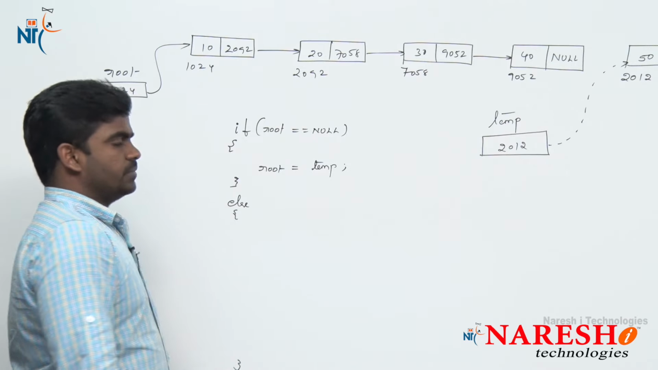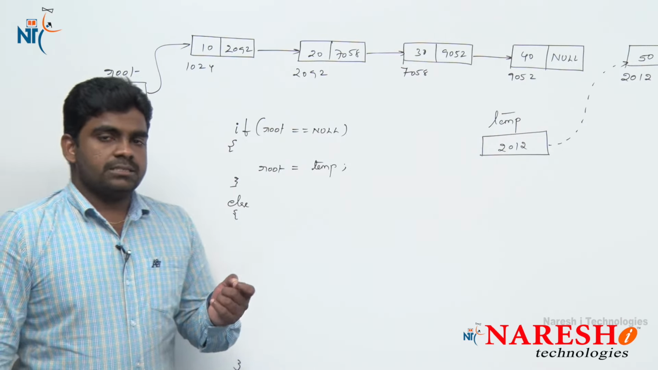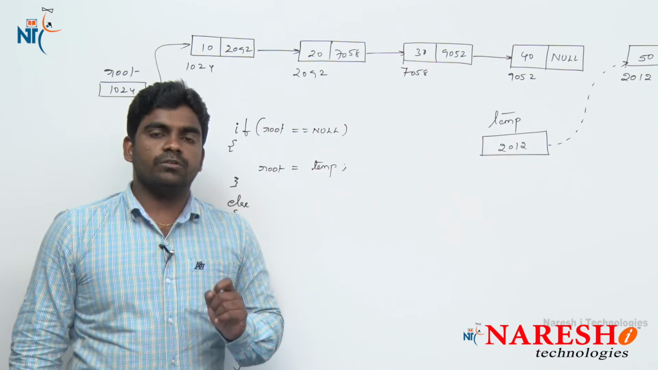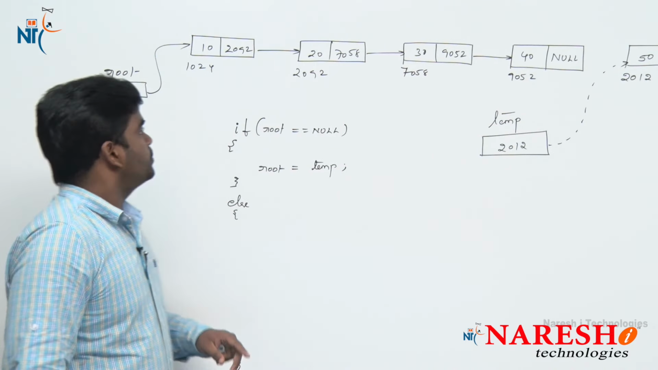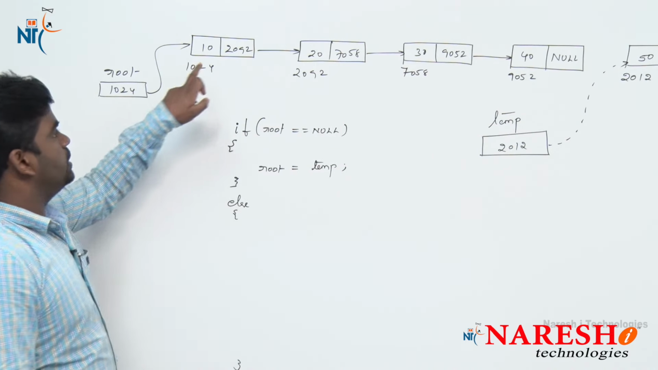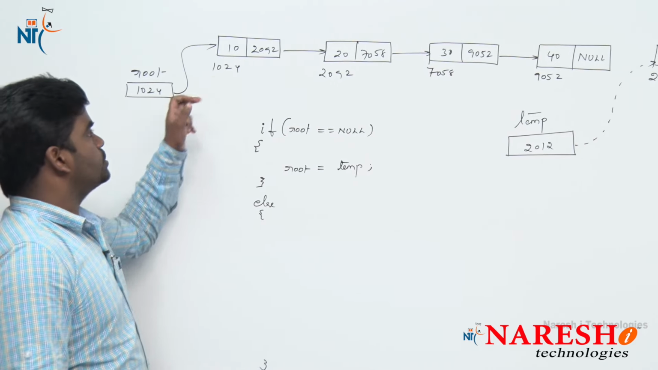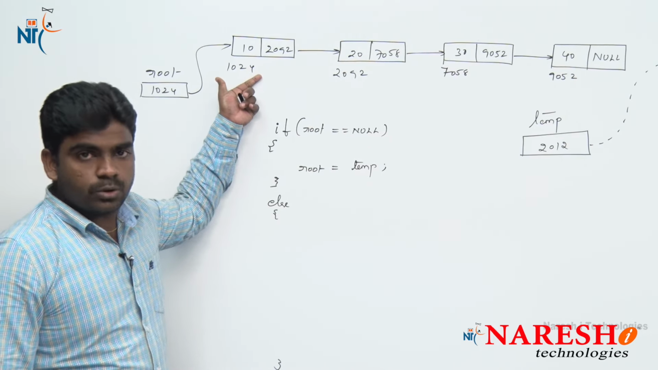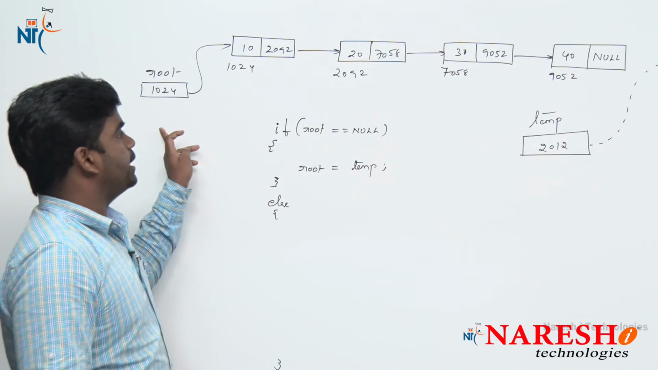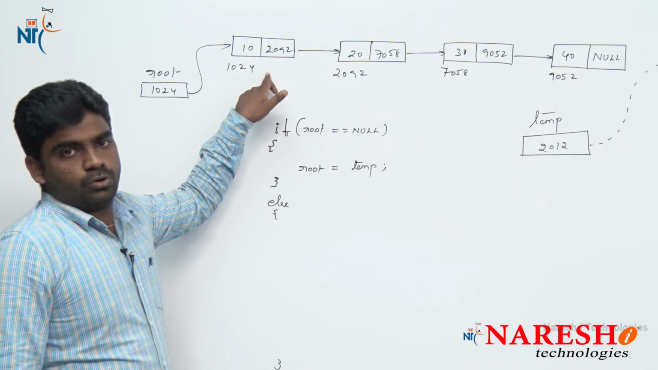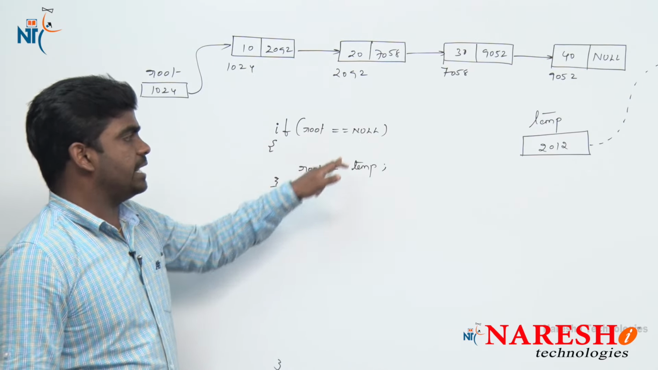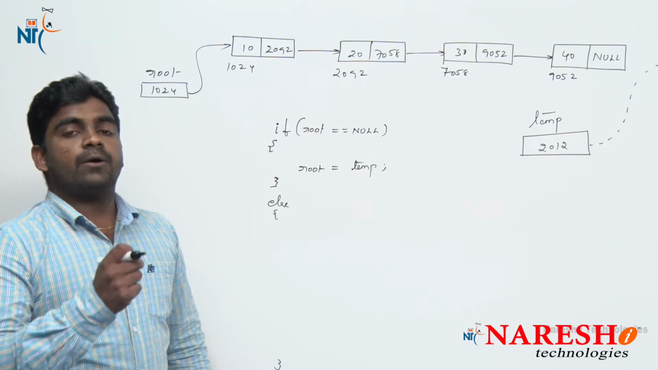Or else, here we have to write the logic now. In the previous case, if you are creating the first node in the linked list, root will be null only. But now root is pointing to some other node, to some location. So what is that location? 1024 is the location, right? It is pointing to the 1024 location. So the if condition, root equals null, has failed.